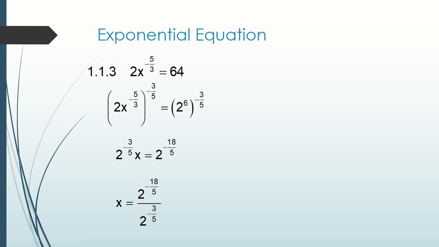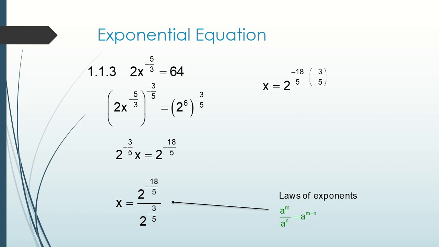Now we divide by 2 to the power minus 3 over 5 on both sides, leaving x to power 1 on its own. Because we are dividing, you have 2 in the numerator and 2 in the denominator, so these two powers have the same base, so we take one base and we subtract the exponents, and then you simplify it to x equals 1 over 8.